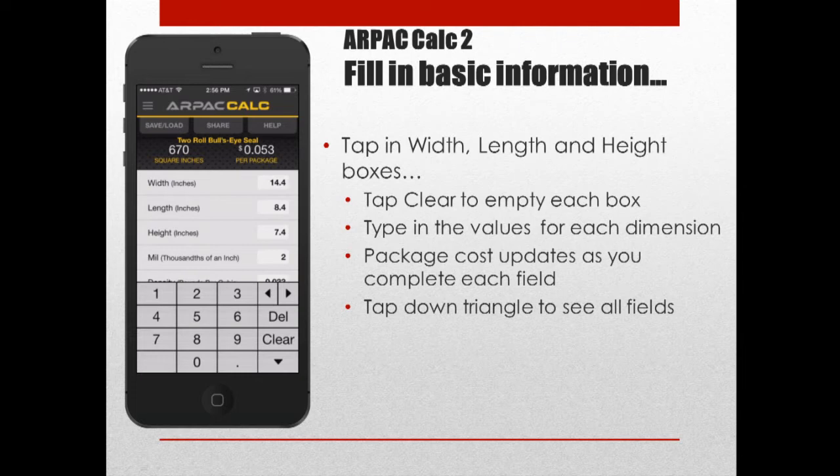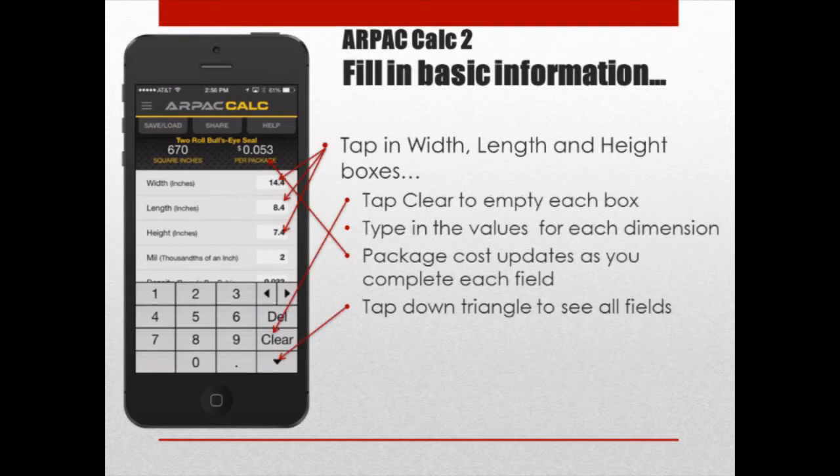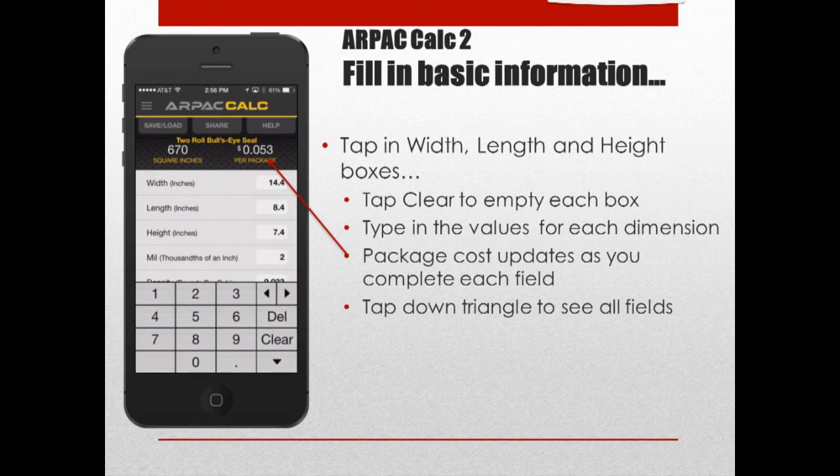So, as I said, you tap on each of those fields. You tap the clear button down here to remove the existing data, type in the information for that dimension, and then tap on the next field to do the same until you have all 3 of those pieces of information filled in. Okay, so I said tap on clear. Tap, clear, tap, clear. And once you've filled in that information, the cost shows up right there at the top.